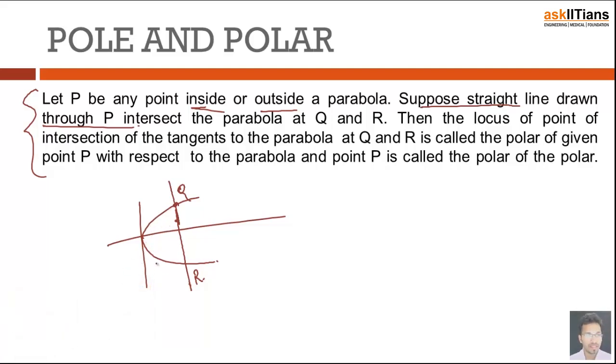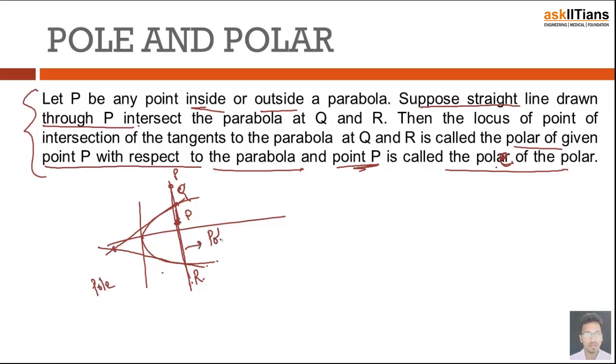So I am saying that if you take any point P either inside or outside here, so Q and R will be the points, then the locus of the point of intersection of tangents to the parabola at Q and R, okay, this is something like pair of tangents, chord of contact, same thing. It's called the polar of a given point with respect to the parabola, and this point P is called the pole of the polar. So point P is known as pole and the line is known as polar.